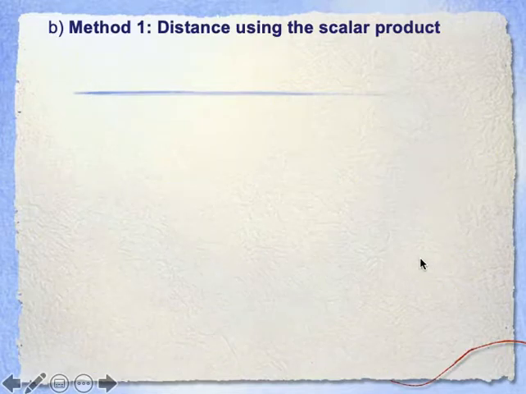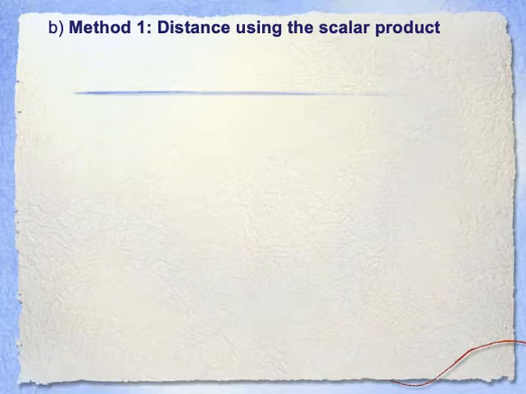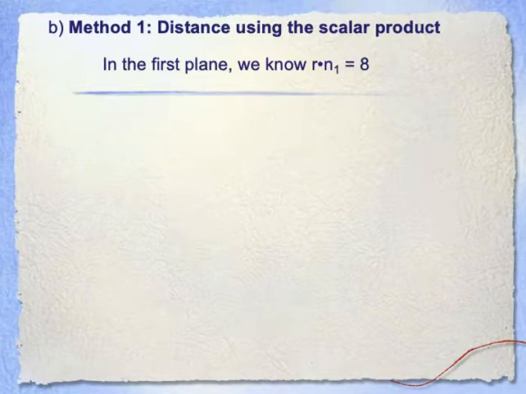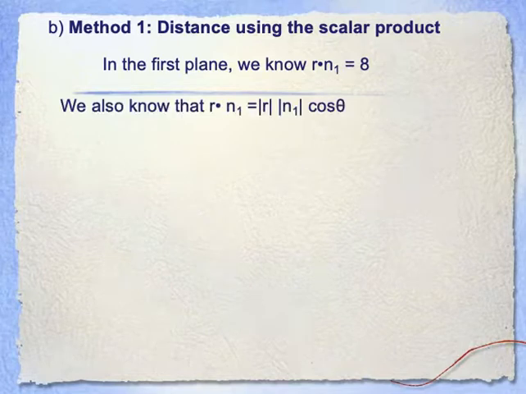So we're going to look at 2 methods for finding the distance. The first one's using scalar product, and then we're going to look at another method after that. So let's look at what we know first. So in our first plane, we know that r dot the normal, so we'll just call that n1 for now, equals 8. So we know with our dot products from our formula, we know that r dot n1 is going to be the magnitude of r, the magnitude of n1 cos theta.